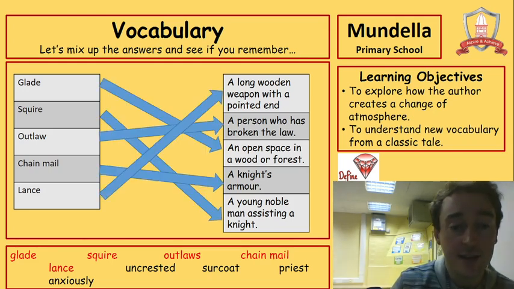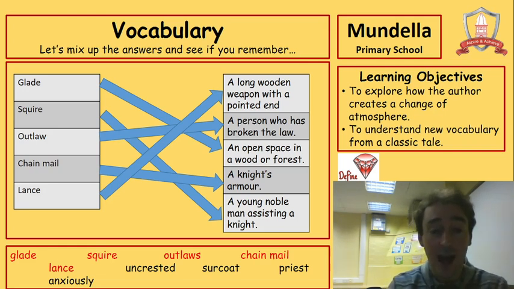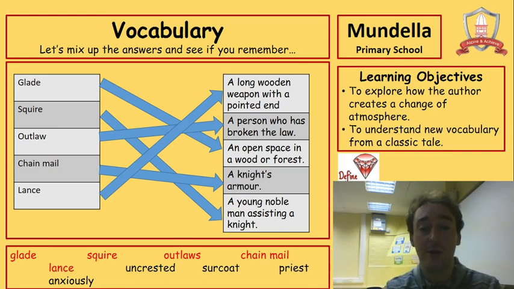Okay, let's check the answers. So we can see that a glade is an open space in a wood or forest. You can see that a squire is a young nobleman who is assisting a knight. An outlaw is a person who's broken the law. Chainmail is a knight's armour. And a lance is a long wooden weapon with a pointed end.